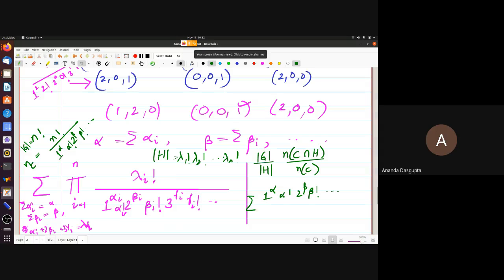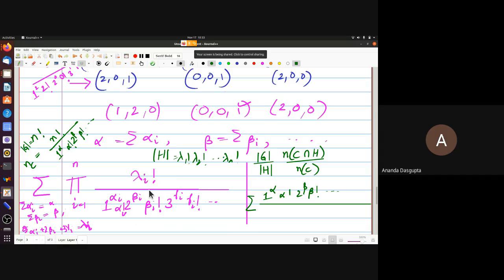And, of course, the sum. Sum over all possible ways of partitioning the alphas into alpha i's, beta i's, and so on. But if you do that, you should realize one thing also happens. The 1 to the alpha i, when you multiply this over all i's, what do you get? You get 1 to the alpha, which is trivial because that's always 1.